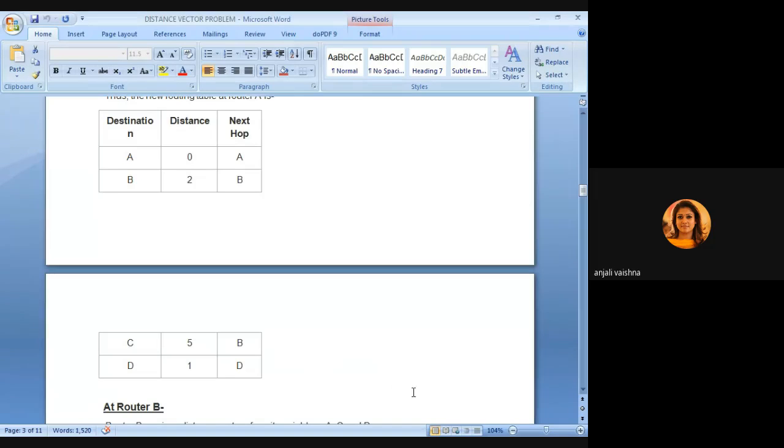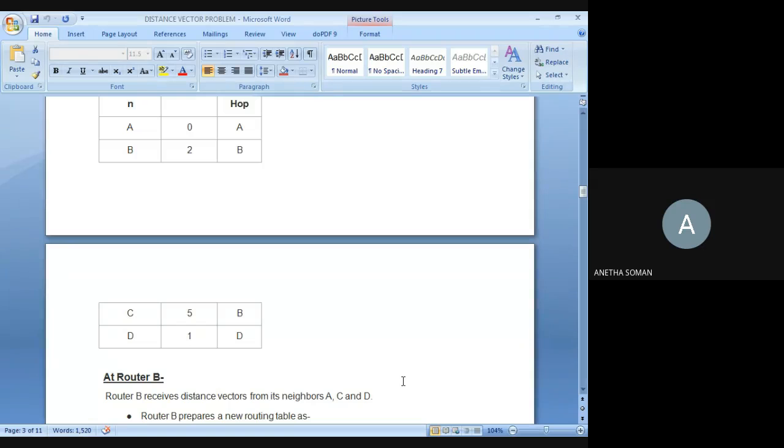Look at the diagram and tell me who all are the neighbors of router B. Anjali? A, C and D, right? So the distance vectors they obtain are from the neighbors A, C and D.